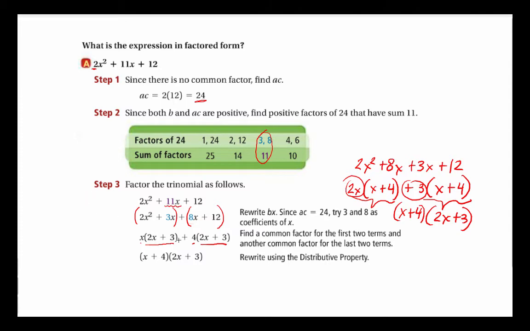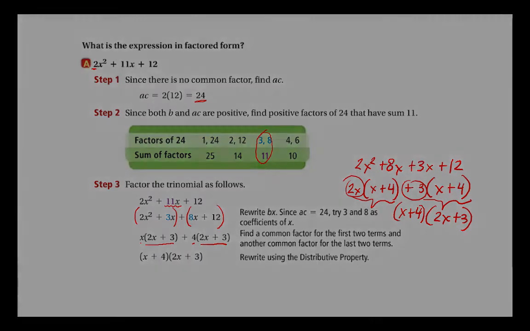Okay? So the key is splitting up this bx term and then arranging them in a way that we can proceed with our factoring, okay? And this is called factoring by grouping again, okay?